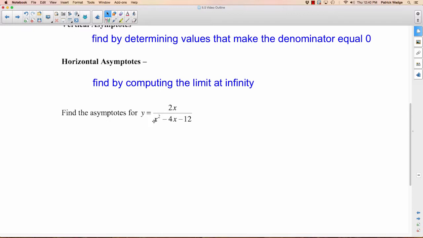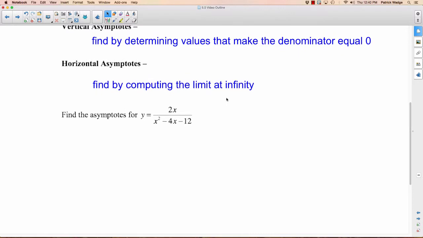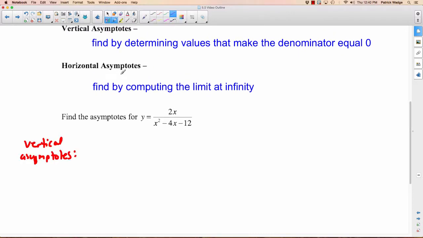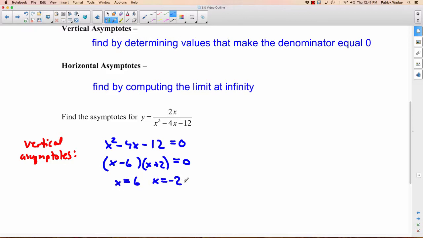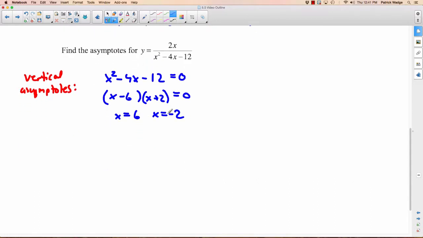We're going to find the asymptotes of this function, y equals 2x divided by x squared minus 4x minus 12. So let's start by finding the vertical asymptotes. Just as it says here, what you're going to do is see what makes the denominator, x squared minus 4x minus 12, equal 0. Okay, it's quadratic, set equal to 0, and factor. And we can do that. Two numbers that multiply to 12 and subtract to 4 are 6 and 2, so we have (x minus 6)(x plus 2), which means x equals 6 and x equals negative 2 are our two vertical asymptotes. Those are the equations of the two vertical asymptotes.